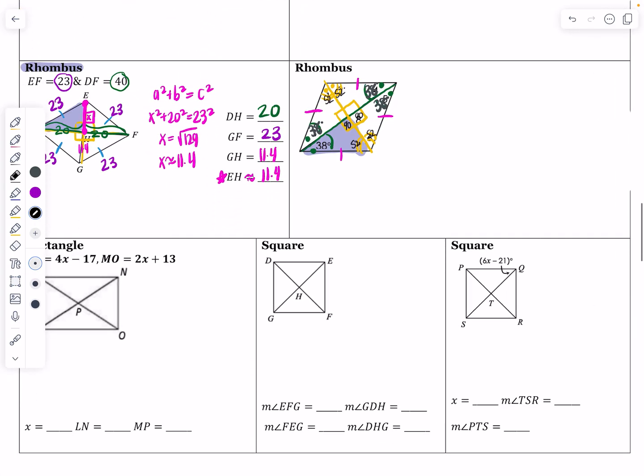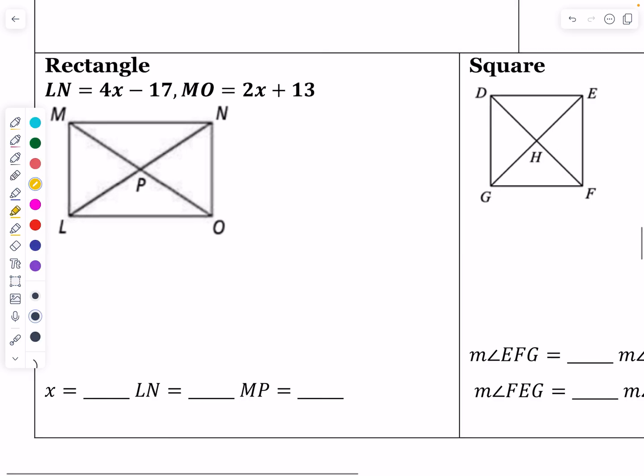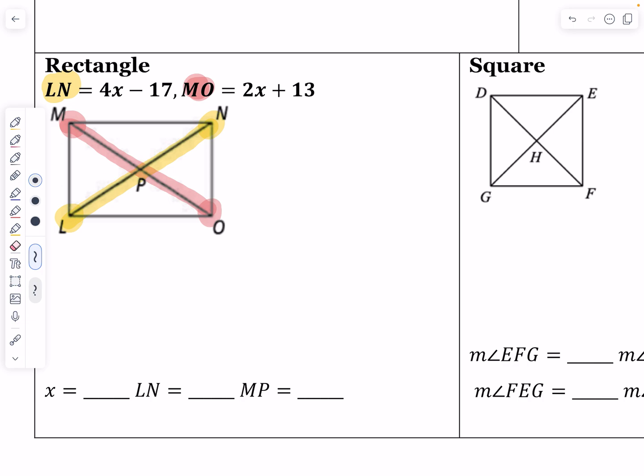All right, let's look at our rectangle problem again. It says L to N, L all the way across to N, so that's a diagonal, is 4x minus 17. And then it says M to O, M all the way to O, another diagonal, is 2x plus 13. What am I able to do in order to solve for x? This whole thing is 4x minus 17. This whole thing is 2x plus 13.